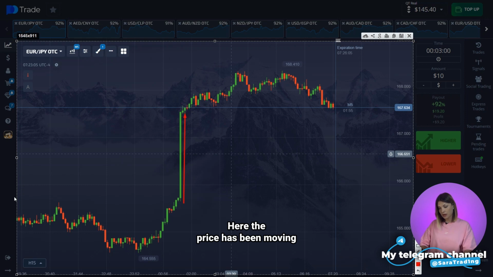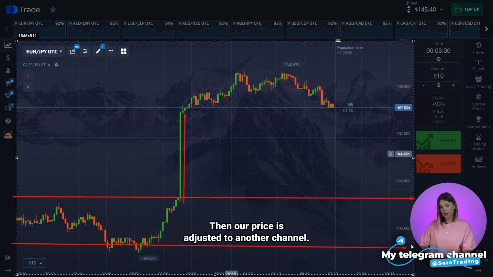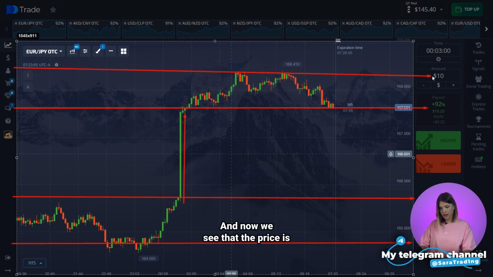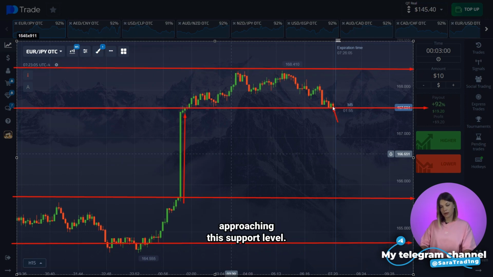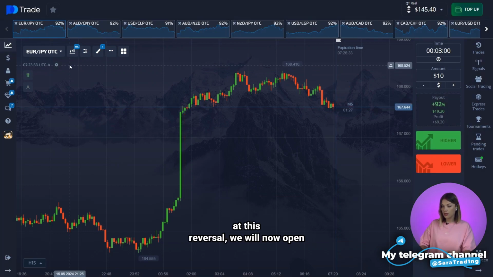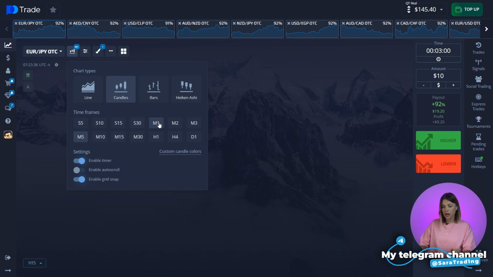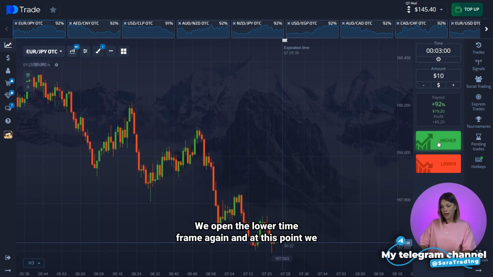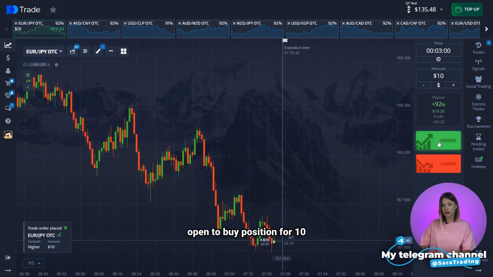Here the price has been moving in this channel for some time. Then our price is adjusted to another channel. And now we see that the price is approaching this support level. Therefore, most likely we will have a reversal here, and at this reversal we will now open a buy position. We open the lower time frame again, and at this point we open 2 buy positions for $10.